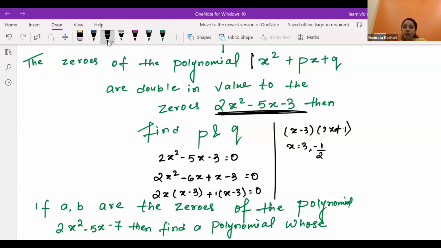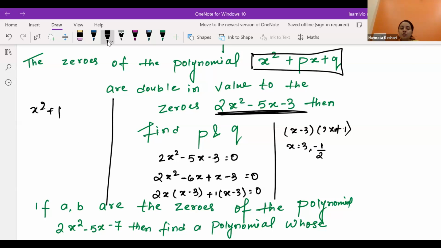Now the zeros of this particular polynomial are double the zeros of this one. So if it is double, that means one of the zeros of x square plus px plus q is double of this 3, that is 6, and another zero is double of minus 1 by 2, that is negative 1. 6 and minus 1 are the two zeros. Now we found the zeros, we just have to find p and q. Again, we can use the sum of the zeros and product of the zeros formula, b by a and c by a, and we can find p and q.